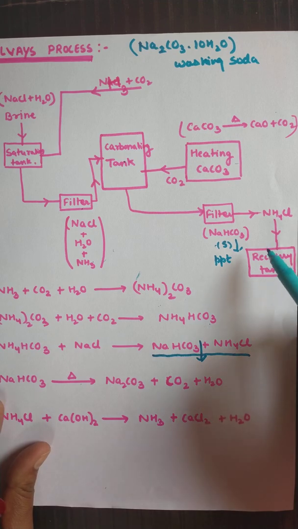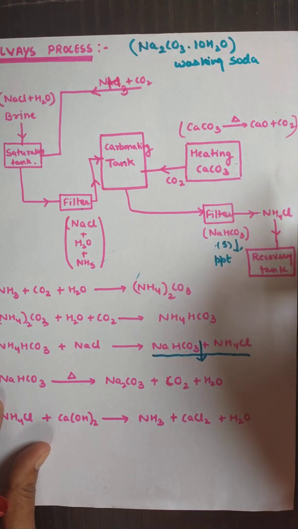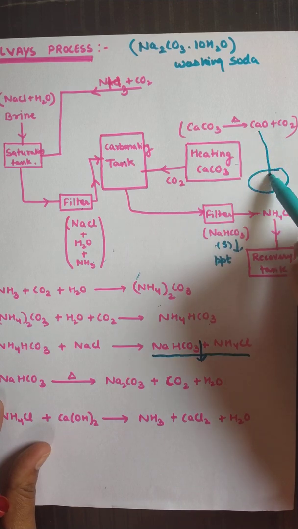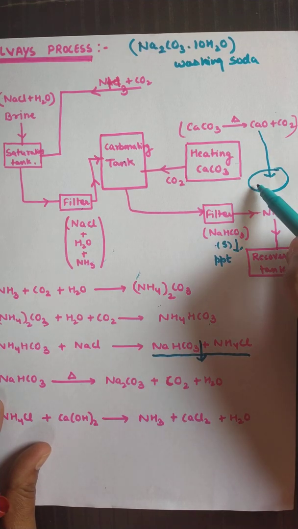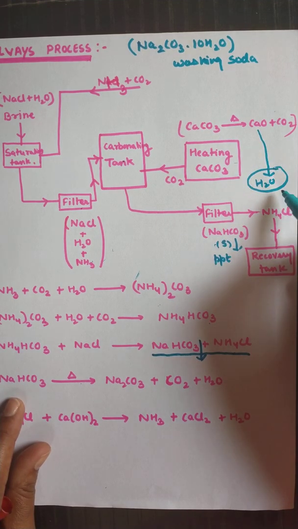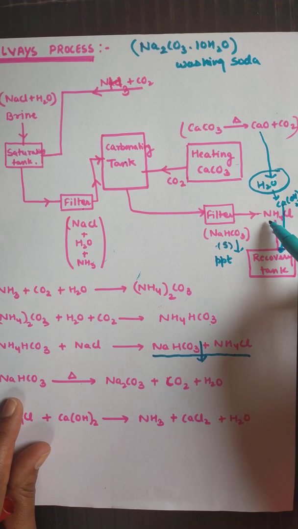So what happened? The water over here formed. This water is collected, and suppose this is a water tank, and through this water the calcium oxide is sent over here. So here, in the presence of water, it forms calcium hydroxide, and this calcium hydroxide is passed to the recovery tank.